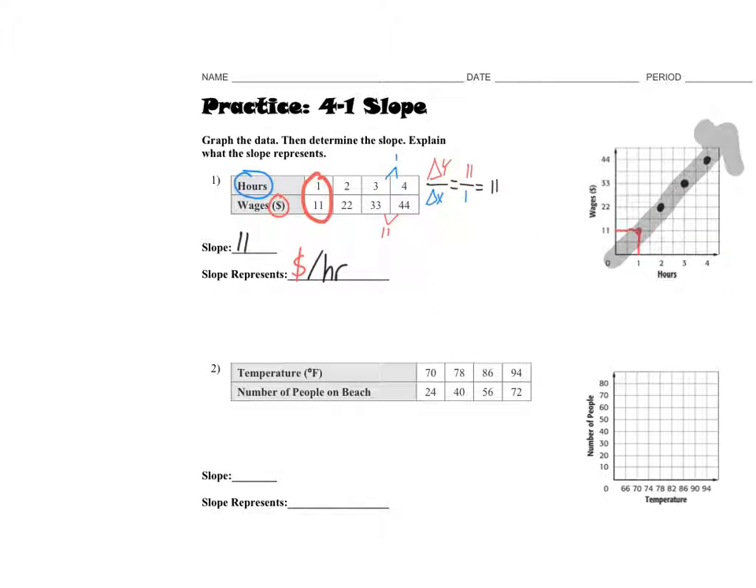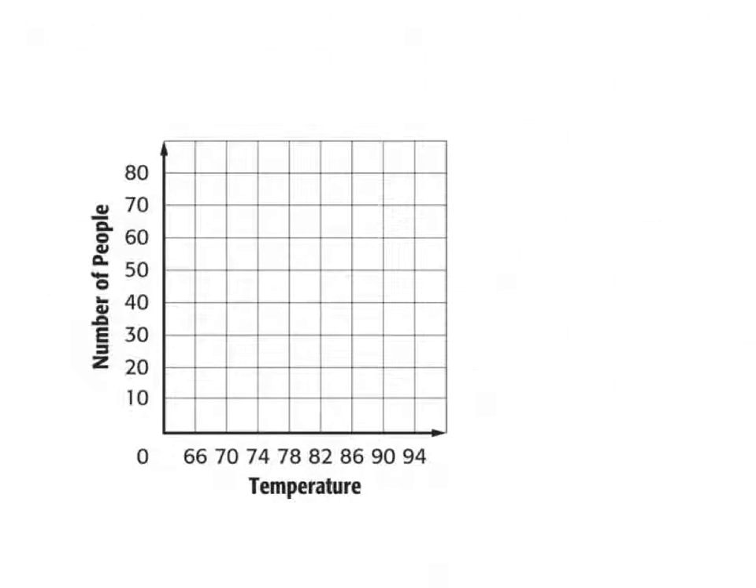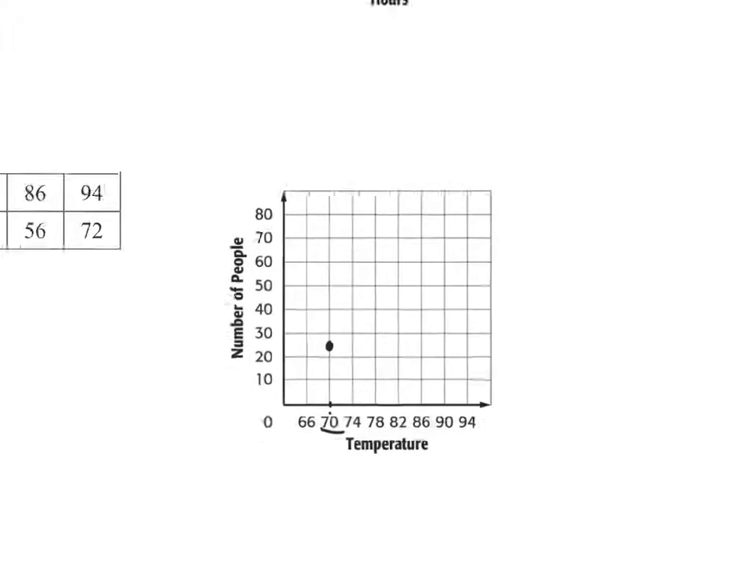On to number 2. Same thing, I've already got a table, so I'm going to go and start graphing points. So it says 70 degrees for 24 people. So I'm going to come over here to 70 degrees. Here's 70 degrees here. So I'm going to go up to around 24. I'm going to have to estimate it just a little bit.